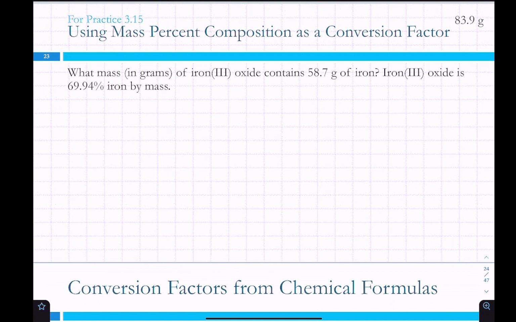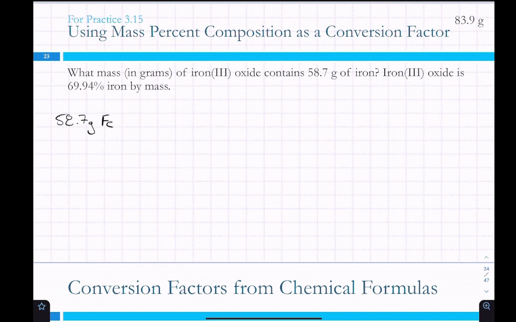So what mass in grams of iron 3 oxide contains 58.7 grams of iron? Iron 3 oxide is 69.94% iron by mass. Where do you start on this problem? Start with what you know, yeah. Great idea. Let's write out everything we know. So we have 58.7 grams of iron.